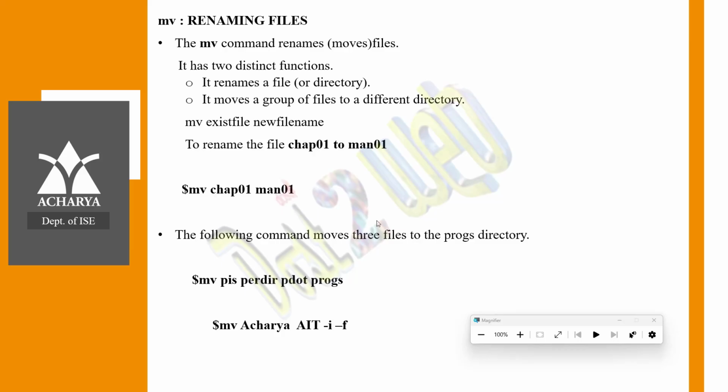Clear? One thing is renaming. If you give a single argument, that means it will rename. If you give multiple arguments, as mentioned at the last, MV and 3 directory names and then 1 directory, what happens? The entire 3 directories will be moved to procs. That is the MV command.